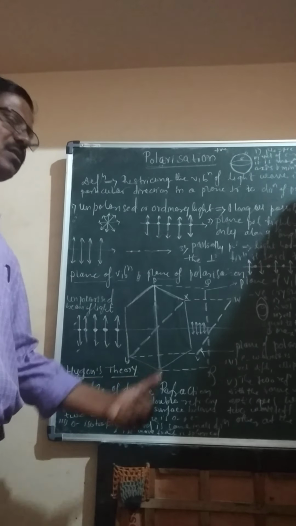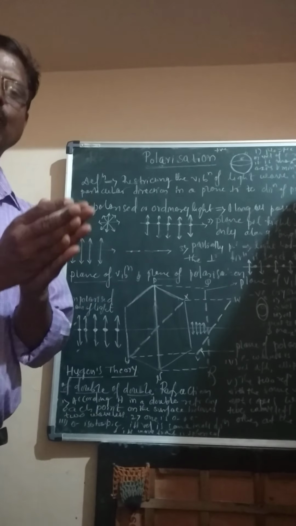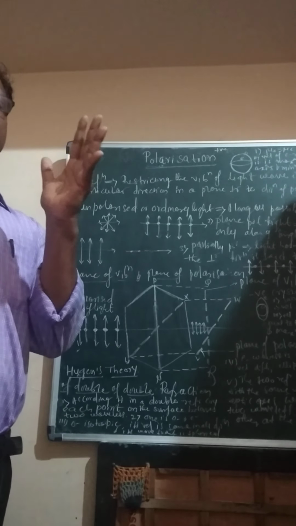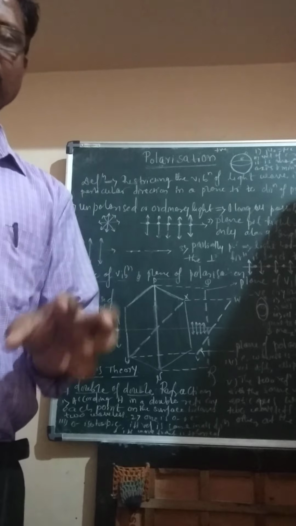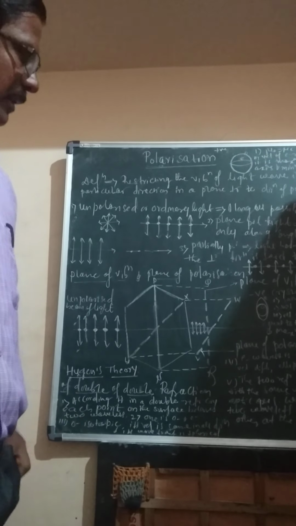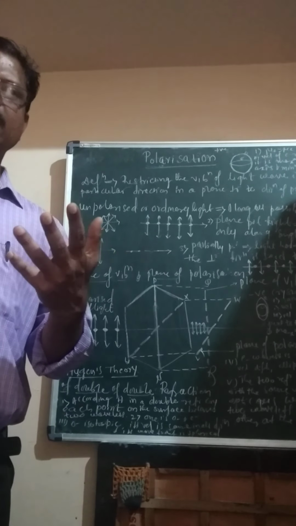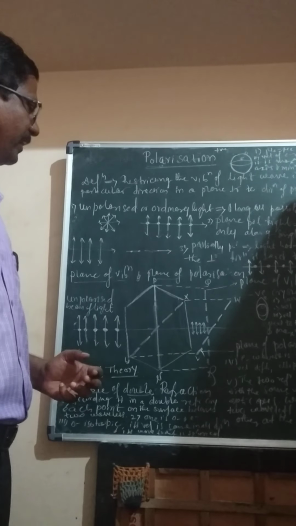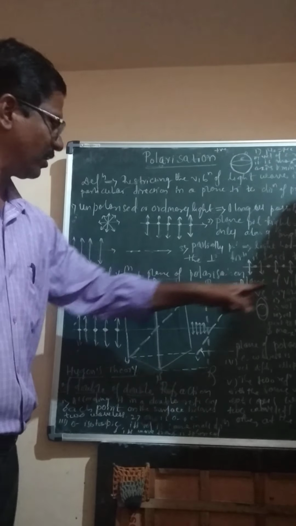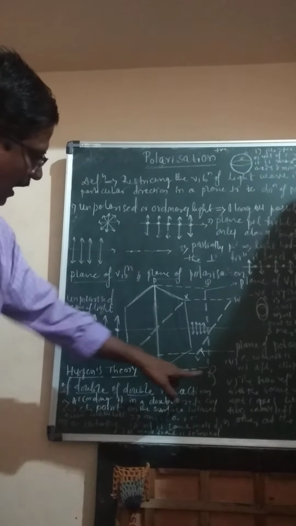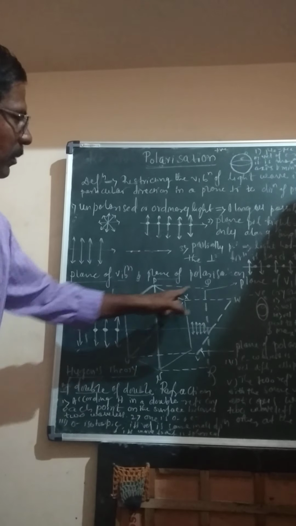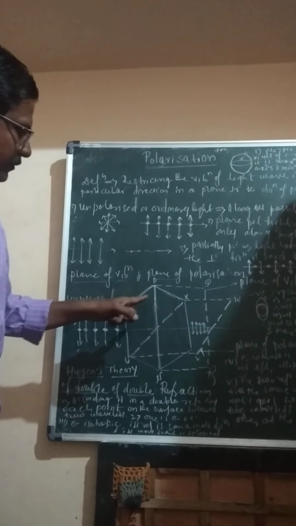On passing through the crystal, the light gets polarized, and the vibration of the light waves is restricted to one particular plane. The plane in which the vibrations take place, what do we call it? The plane of vibrations. So here PQRS is our plane of vibration.